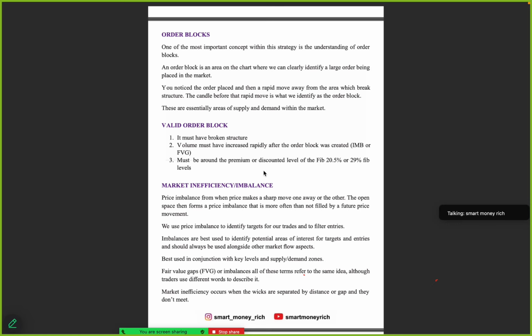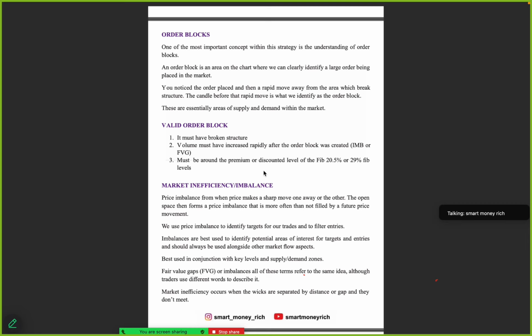So now this is how we identify the order block. The candle before that rapid move is what we identify as the order block. These are essentially areas of supply and demand within the market. You understand? When we talk about order blocks, they are not different from your supply and your demand. Order blocks are simply the advanced supply and demand.